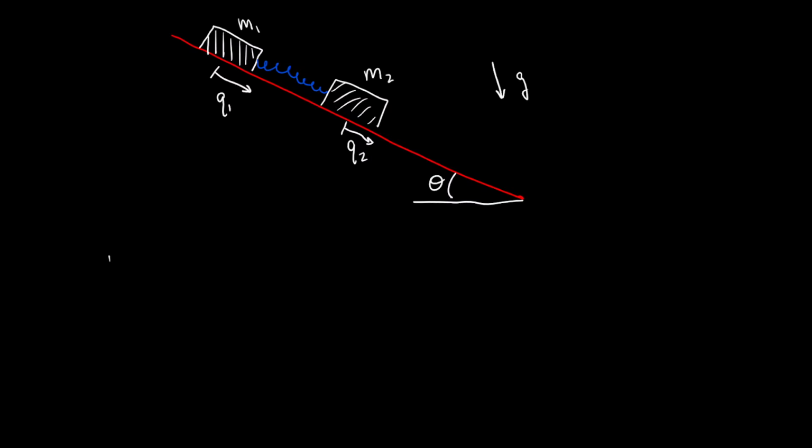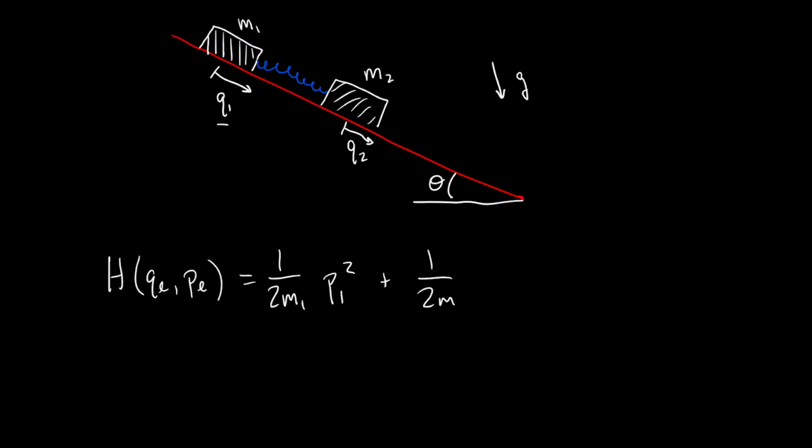So in this case, we can just write down our Hamiltonian, which I'll write as a function of Q_L, P_L, is equal to 1 over 2 m1, P1 squared, where P1 is the conjugate momentum to Q1, plus 1 over 2 m2, P2 squared, where of course P2 is the conjugate momentum to Q2, plus our potential energy, which is going to be a function of Q1 and Q2.